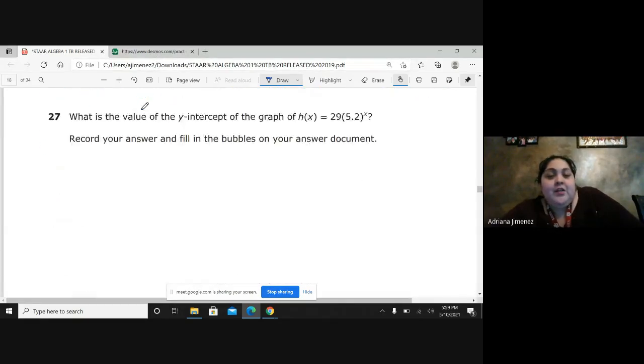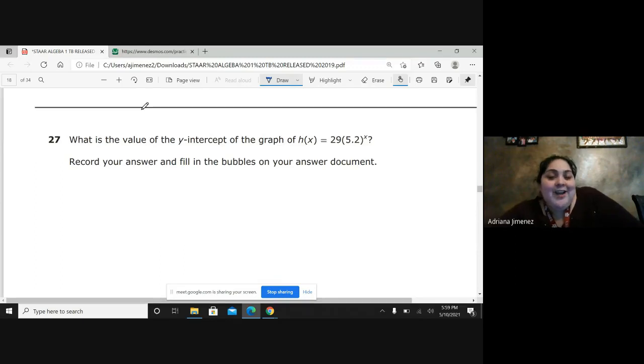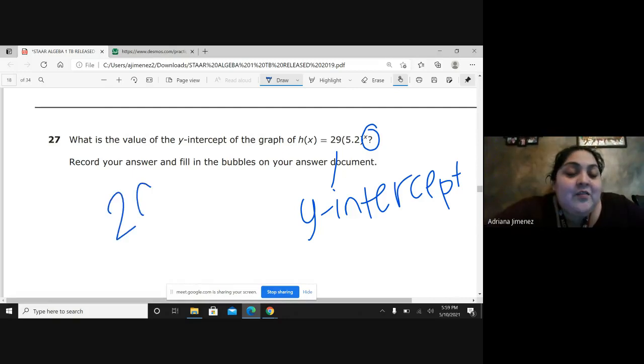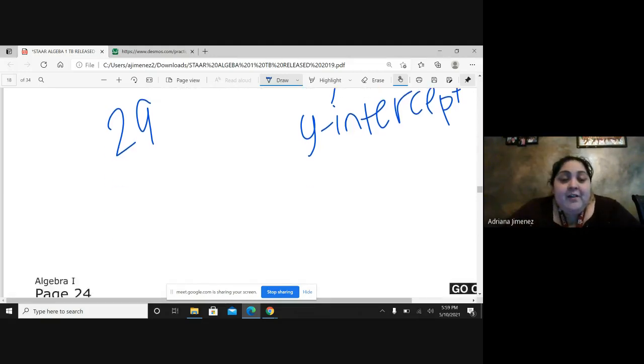All right, here's another open-ended question. What is the value of the y-intercept? The y-intercept is the number that's in front of the parentheses because this is an exponential function. Exponential means that the letter x is the exponent, so that automatically makes the y-intercept the number in front of the parentheses. So the answer is 29. You would just type in 29, a 2 in one box and the 9 in the other box. Okay, we're halfway there.